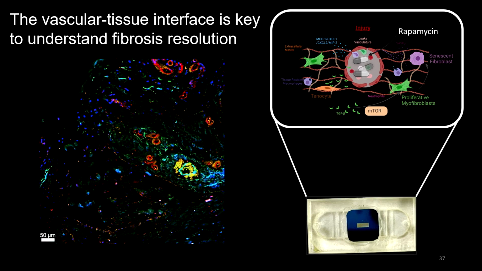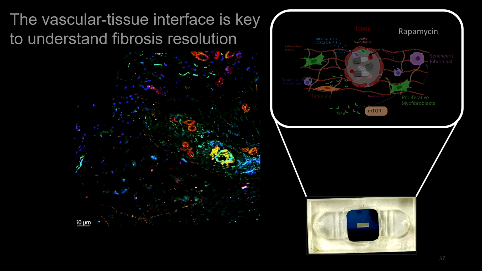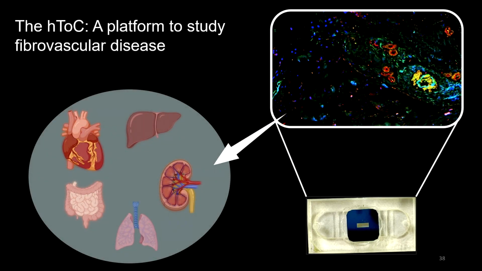And ultimately, the context that we're looking at is this vascular tissue interface. And this injury looks a lot like injury in a lot of organs and a lot of tissues. So if you can simply move or replace the cells that we are looking at, specific to tendon, you can really model this disease in many organs that suffer from such fibrovascular injury, and ultimately be able to find efficacious treatments for fibrosis.